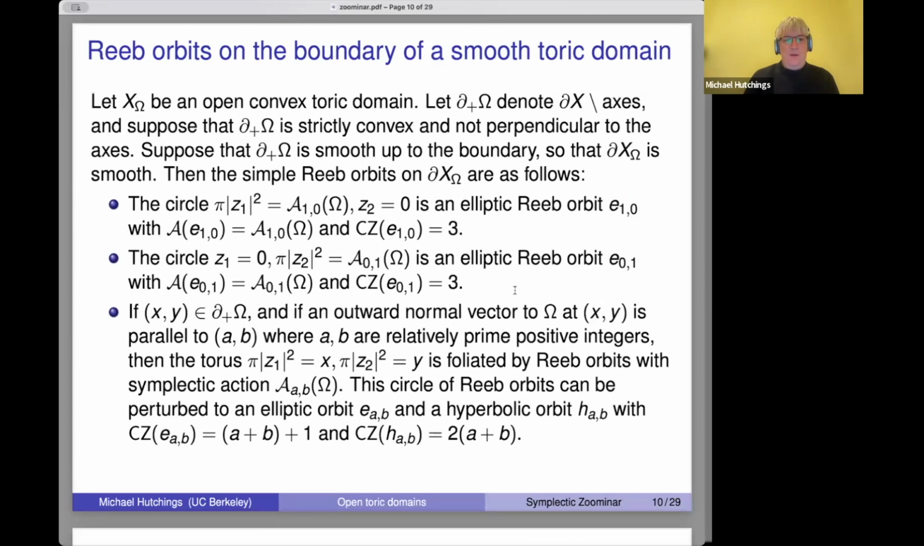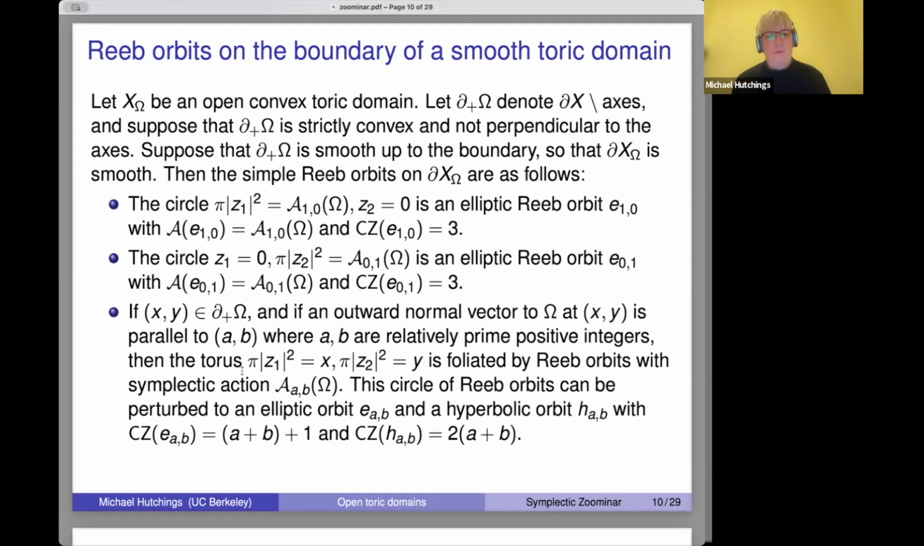And then in the interior of this boundary curve, if I have some point where the normal vector has rational slope, then that moment map image is a torus, and the Reeb vector field moves along the torus with constant rational slope, with the result that it's foliated by Reeb orbits. So it's a Morse-Bott circle of Reeb orbits.